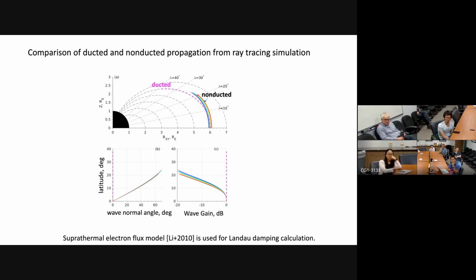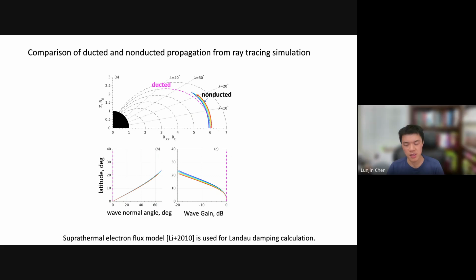Do you need to assume any background plasma density distribution? Does that matter here? Yeah, you need to set up the background medium, because the wave propagation physics is a linear problem. So you need to know the background distribution, like the electron density distribution and the dipole magnetic field distribution. Thank you.